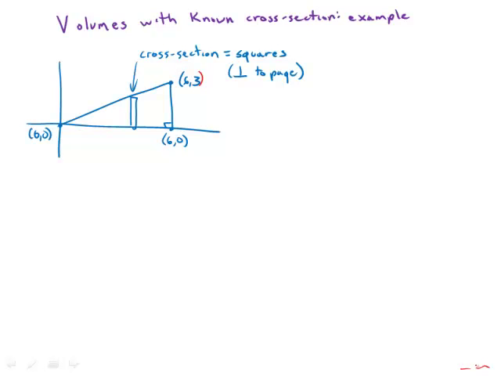And of course, these squares would be perpendicular to the page. This would be the base of the square, and then rising up from that base, we get a volume. So first thing we need to know is the equation of that line there. Well, that line's very easy to find. It's just a line through the origin, slope of 1/2, so it is y = 1/2 x.